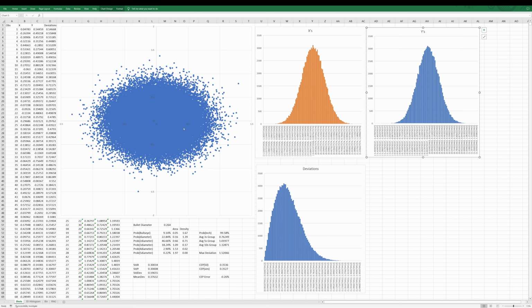Now, if you notice, it's just a big wall of dots, so that's maybe not as helpful if what we want to know is dispersion. So how do you measure dispersion? Well, it kind of depends on what you mean by dispersion.